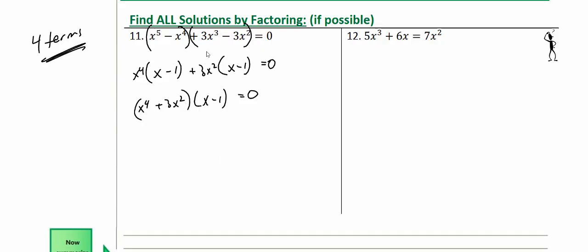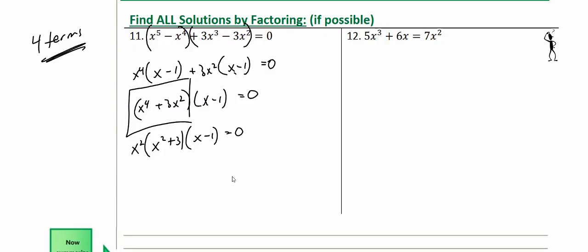That makes sense? Hopefully you'll see that's what we basically did up in the first couple examples. Now, I take this and I say, can other stuff pop out of that? Can I pull other things out of that? Well, sure, they're both x's, so I can pull x squareds out, and I'm left with x squared plus 3 times x minus 1 equals 0.